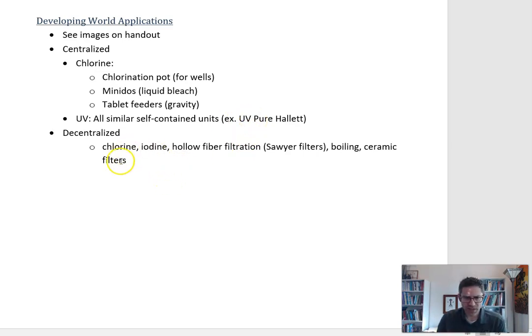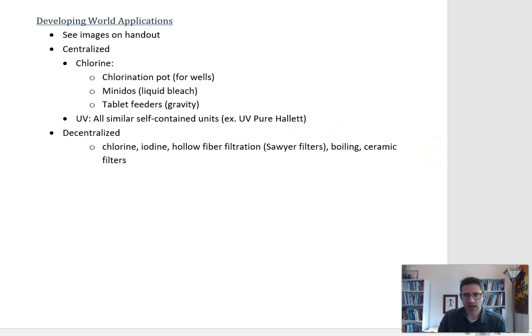And then in decentralized, we have chlorine or iodine. People, maybe if you've gone camping, you might have chlorine or iodine tablets that you add to your water. You could boil the water. That's a really effective way of disinfecting. It just takes a long time and takes a lot of energy.